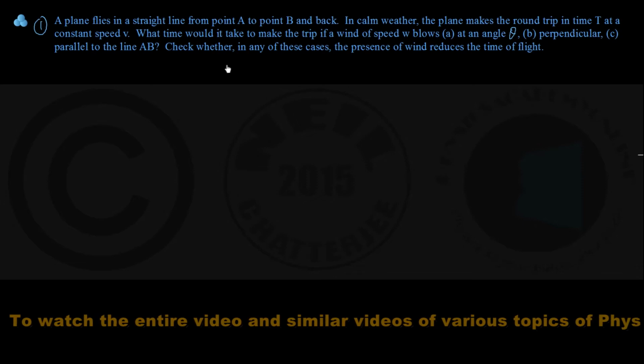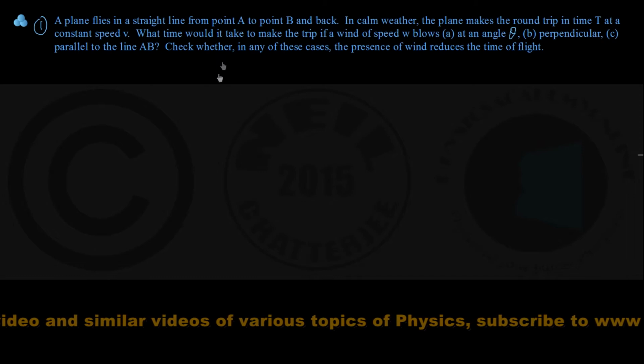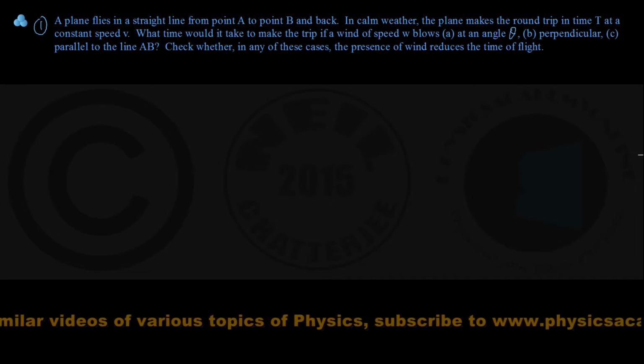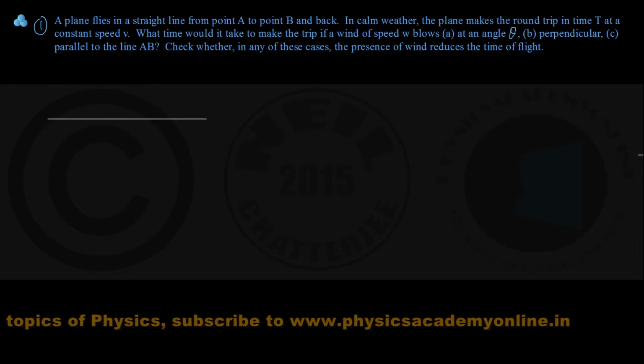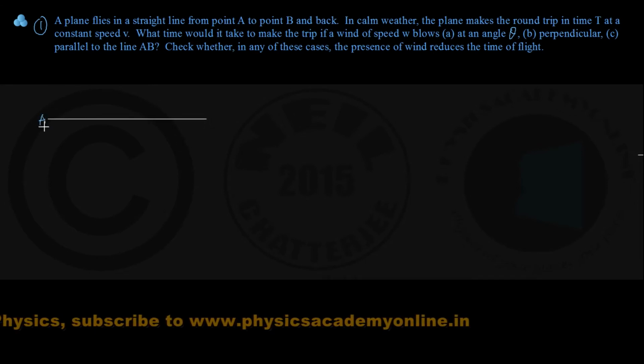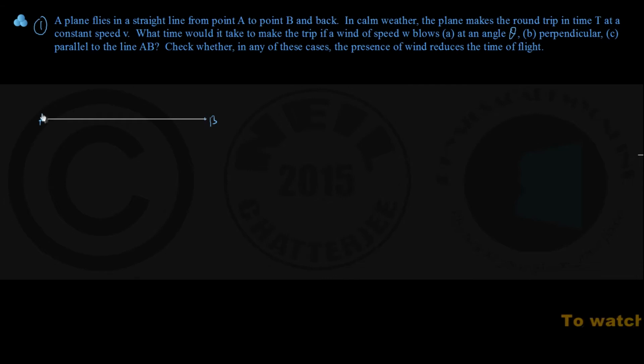If you refer to my theoretical lecture on motion of a boat in a river, you'll be able to understand the problem better. So let's understand the situation here first with a simple figure. This is the line AB along which the plane needs to fly. A is the starting point of the plane, AB is the line of motion, and B is the end point of the forward trip, and the plane travels from A to B in the forward trip and then again back from B to A in the return trip. So the round trip becomes A to B and then back to A.